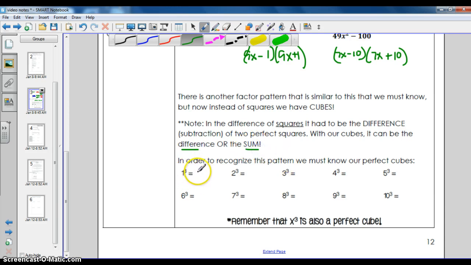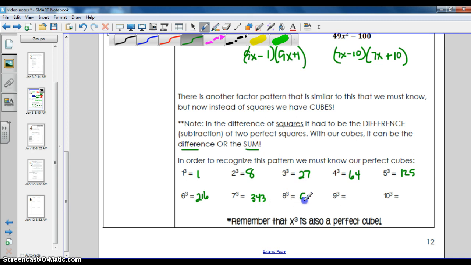1 cubed, 1 times 1 times 1 is 1. 2 cubed, 2 times 2 times 2 is 8. 3 cubed, and you could start doing these on your calculator, but I'm going to give them to you so you don't have to. 64. These are really important numbers that you have memorized to help you simplify quickly. 216, and the more you practice, the better you'll get at it too.